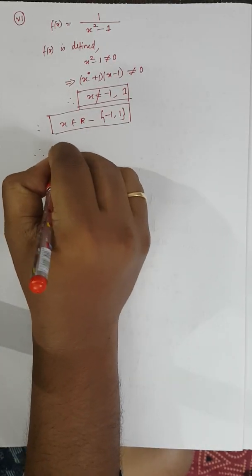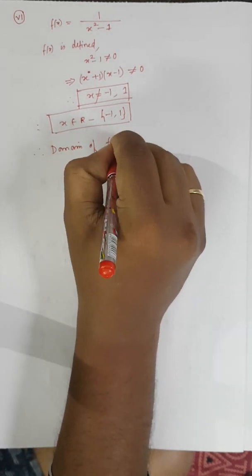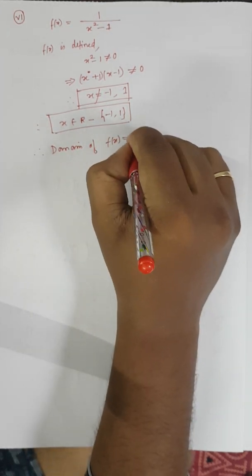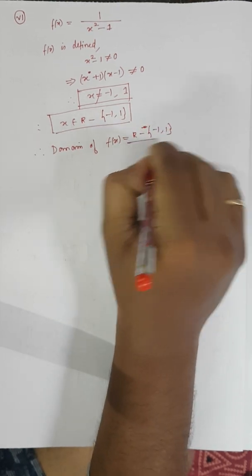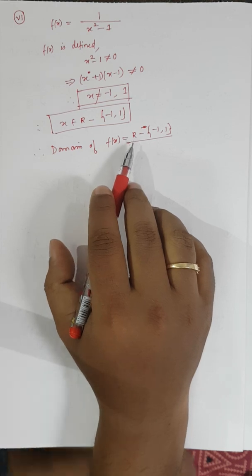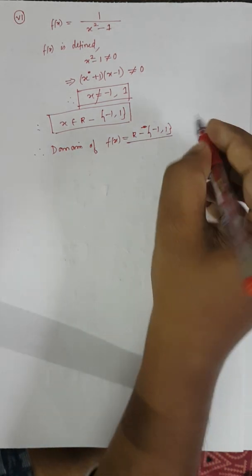Therefore your domain of f of x is equal to all real numbers except minus 1 and plus 1. From the set of real numbers, I have subtracted the elements minus 1 and plus 1. So this is your domain of f of x.